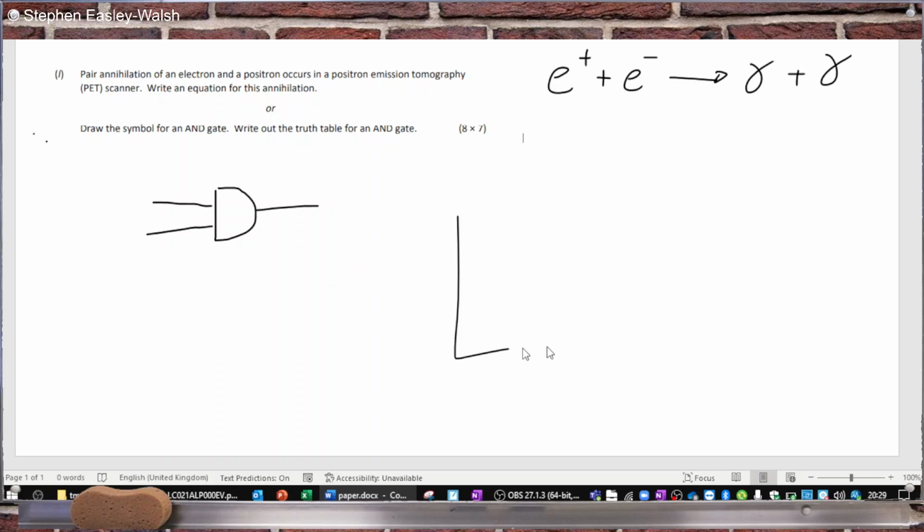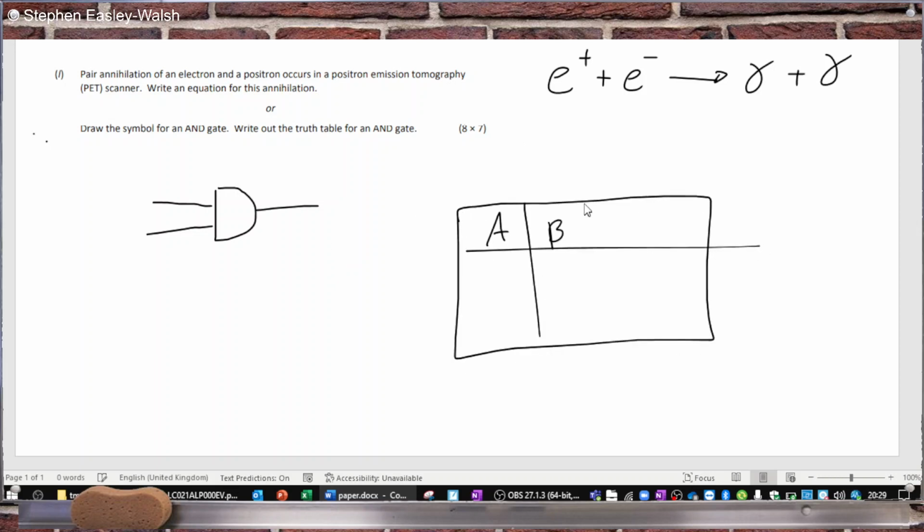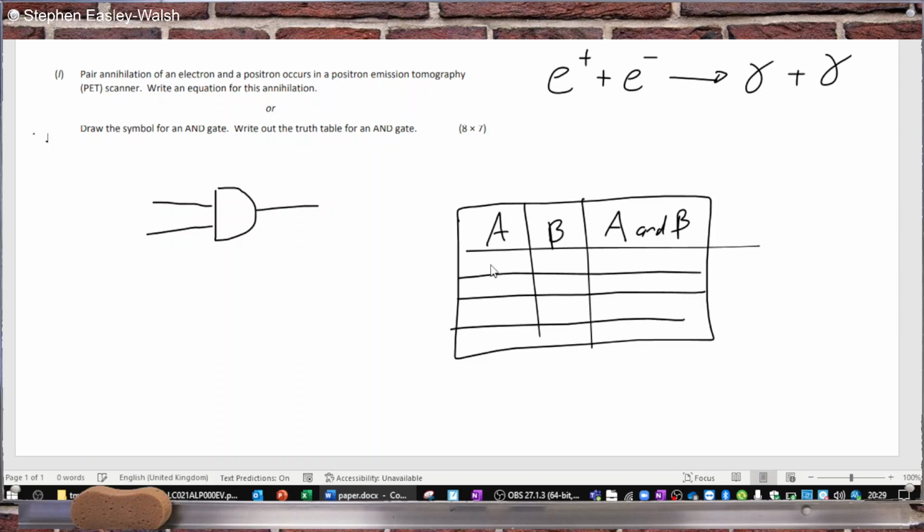And then the truth table for the AND gate. So you have A, B, and then the output. If we use the set notation, I'll just write A and B. Off, off, off; off, on, off; on, off, off; and on, on, on. Yeah, I think that's it.